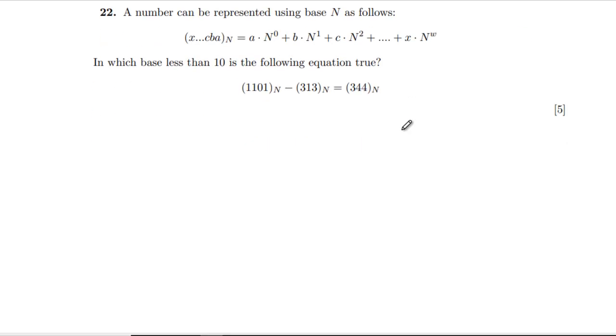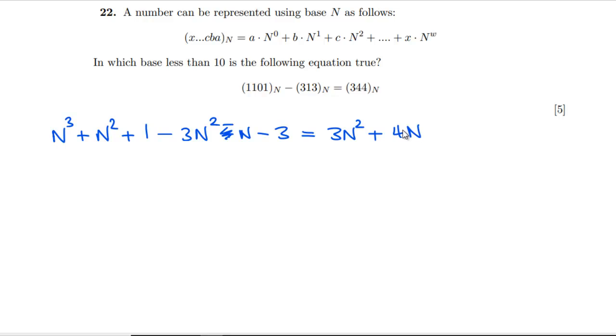Right, a number can be represented using base n as follows. That's just a description of what bases are. In which base less than 10 is the following equation true? Right, so this means that n cubed plus n squared plus 1 minus 3n squared minus n minus 3 is equal to 3n squared plus 4n plus 4. Well, we know that n has got to be at least 4, and it's less than or equal to 9.